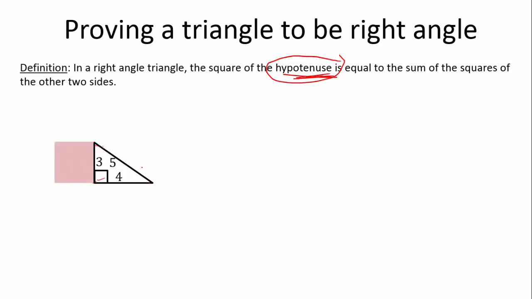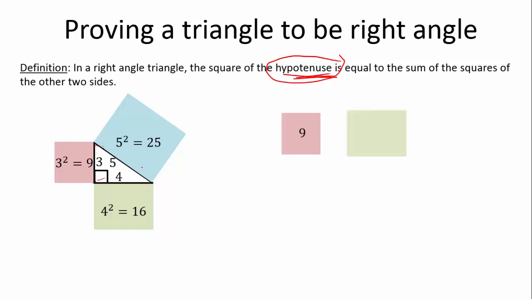We know that the red square is 3 multiplied by 3. The green square will be 4 multiplied by 4. And the blue square will be 5 multiplied by 5. So 3 squared is 9, 4 squared is 16, 5 squared is 25. So red, 9, plus green, 16. What does that equal? 25. And that is equal to the blue. Make sure you understand what happens here, even if you need to pause the video to understand it better.